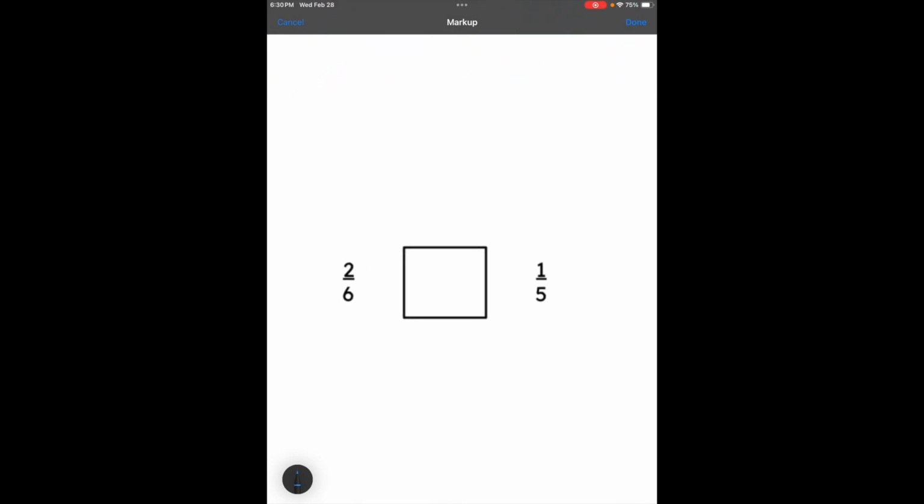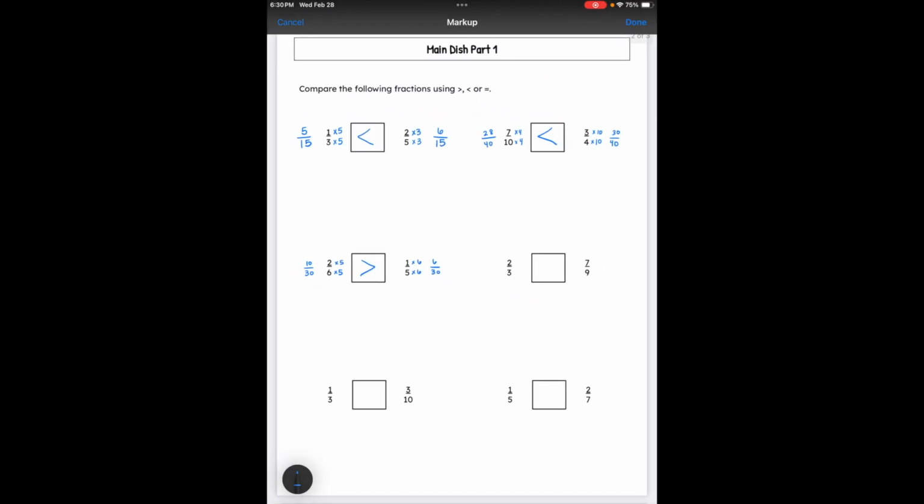Looking at 2/6 and 1/5, I'm going to quickly multiply these denominators by each other so I can create common denominators. And then I can quickly complete my inequality statement. Go ahead and do the rest on your own.